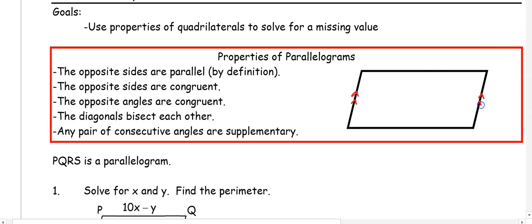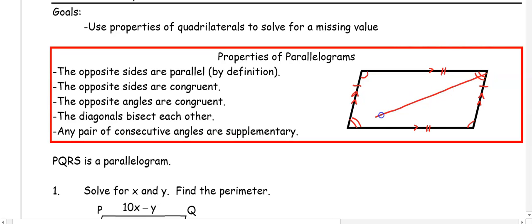Remember that these arrows mean parallel, which means that the lines are never going to intersect even if we extend them. The opposite sides are congruent, which means they're going to have the same length. The opposite angles are congruent, so the top left and bottom right, and then the top right and bottom left are going to be congruent. They're going to have the same angle measurements.